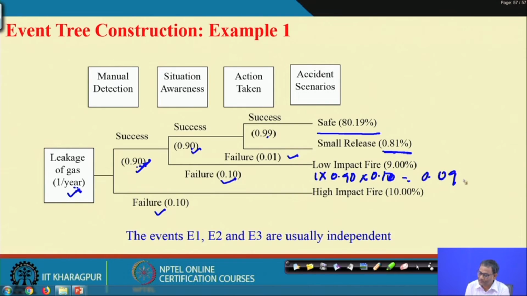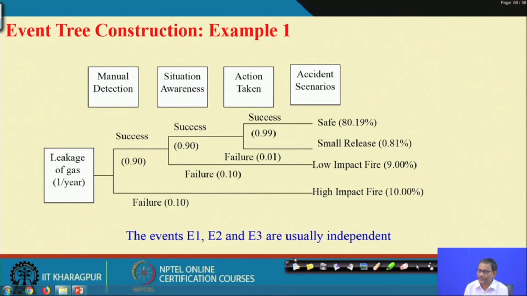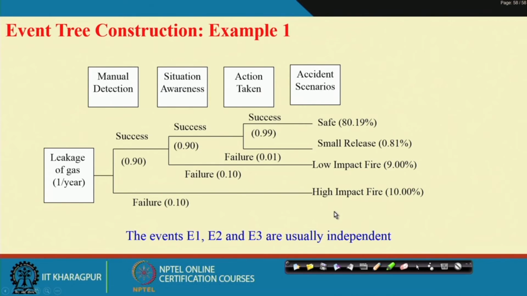0.09, which we say 9%, 0.01, so this is 1%, and this one is 81%, because this multiplied by this multiplied by this, and this one is the maximum safe situation, it should be. Okay. So now you just see the calculation, if there is any computational mistake, correct it accordingly.